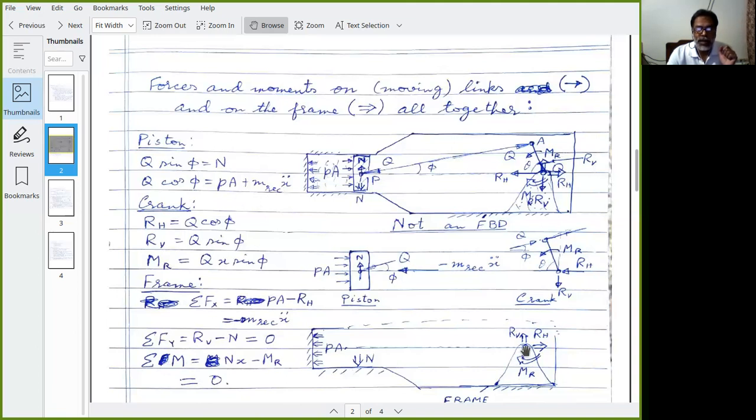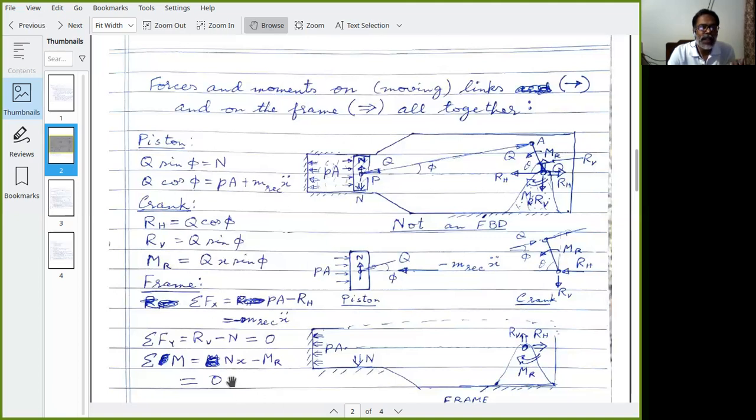Now all the moments about the point O. So this N acts at a distance x. So Nx, and the direction of N and the x are perpendicular, so the angle between them is 90. So Nx anticlockwise, Mr clockwise. So Nx minus Mr. Now Nx will be Qx sin phi, which is the same as Mr. So this is 0.